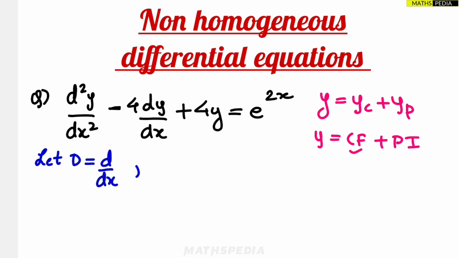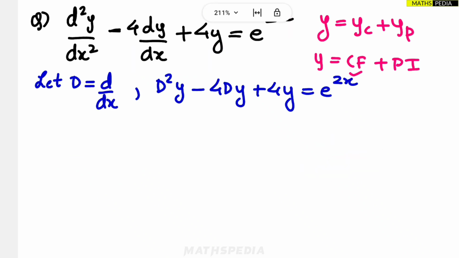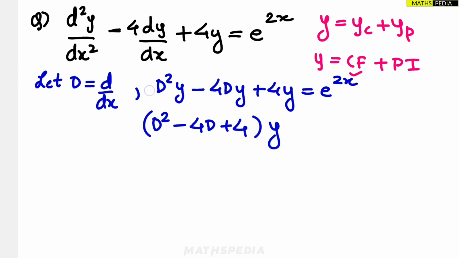So the equation will become D square y minus 4 Dy plus 4y is equal to e power 2x. So from this, can I take y common? Yes, you can take y common. So D square minus 4D plus 4, and y common. I hope you understood this part. D square, from where we got d square by dx square, is nothing but D square. Y is left out. Okay. dy by dx, sorry, d by dx is nothing but D. Y is left out, and 4 is there, minus 4.